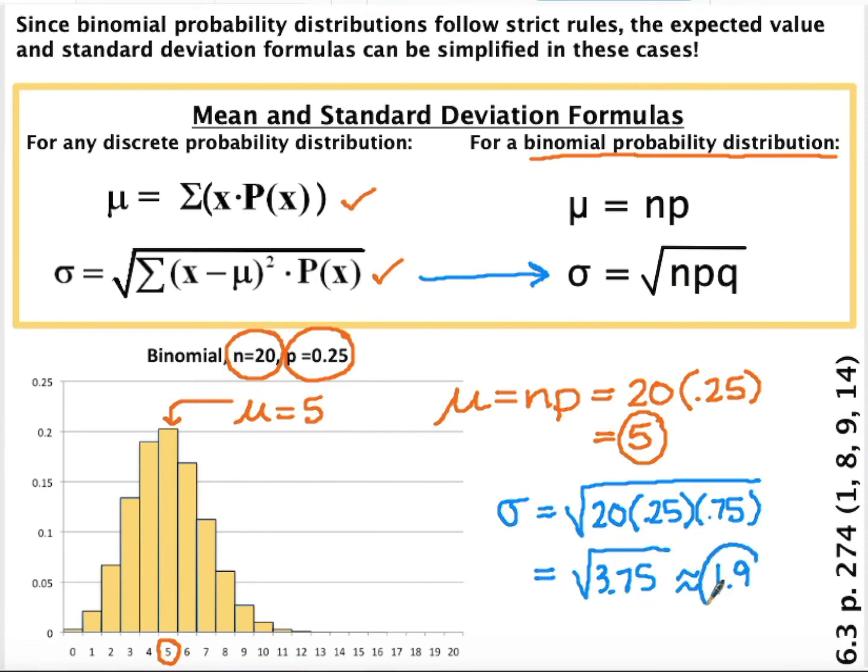Remember, standard deviation just tells me about the spread of the data. Sometimes I'm going to get 8 out of 20 correct, sometimes I'm going to get 1 out of 20 correct. But on average, I'm going to vary from the mean by about 1.9 questions. And that's really it. I just wanted to focus a little bit more on expected value and give you those nice shortcut formulas, only useful for binomial probability.